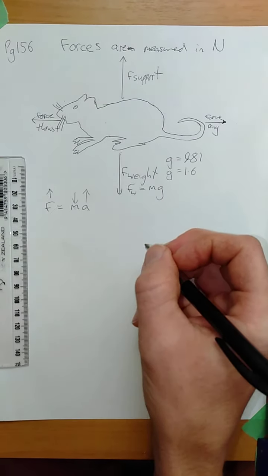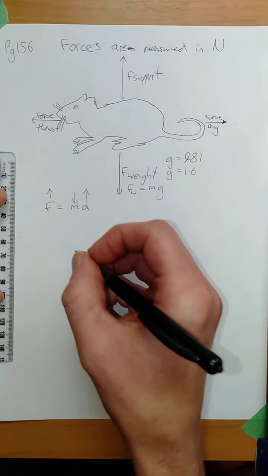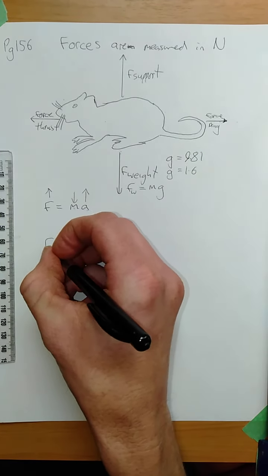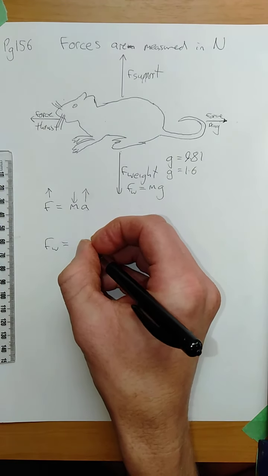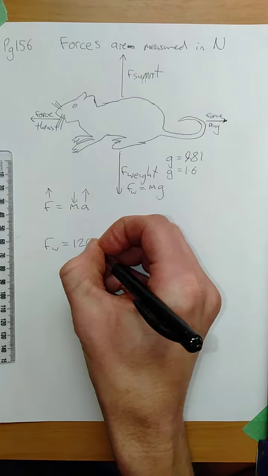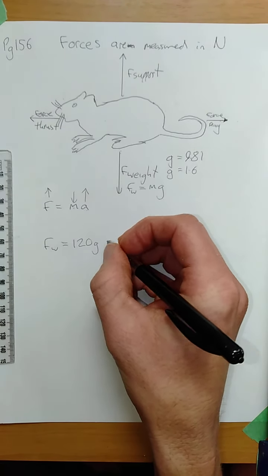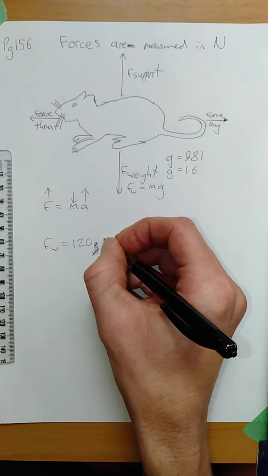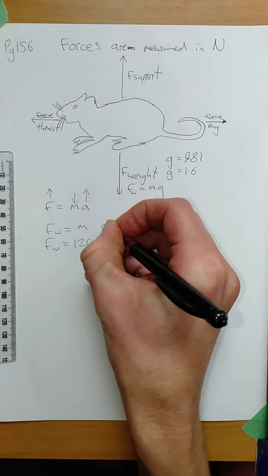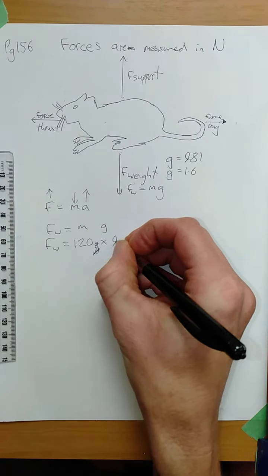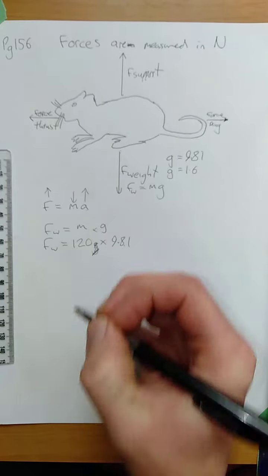Now we go on to trying a formula. So if we wanted to find out what was the force weight of this rat, the rat is a 120 gram rat, and he's on Earth. We don't need to write the unit in there, so we'll write the formula: force weight is equal to mass times gravity. He's on Earth, so it's 9.81, our special constant we use because he's on Earth.